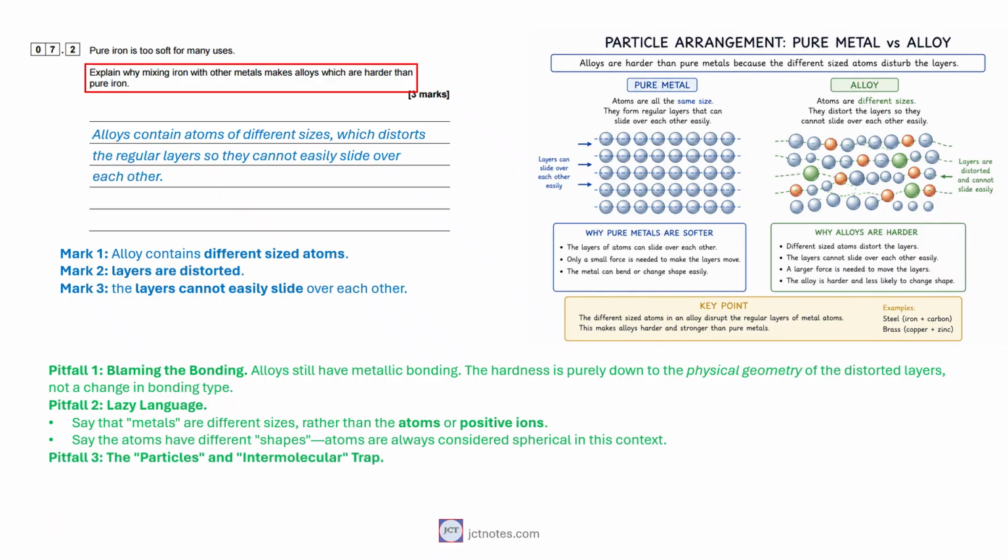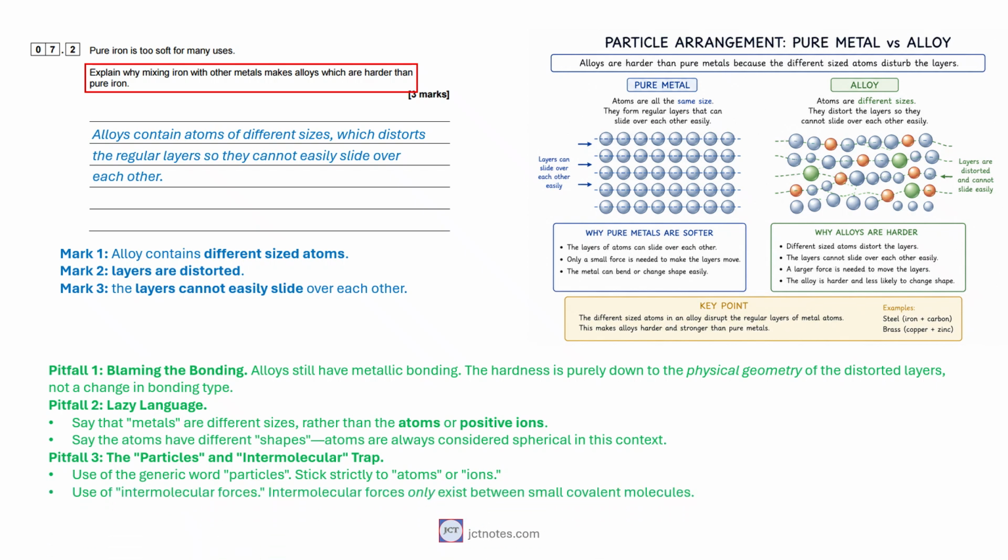Pitfall 3. The particles and intermolecular trap. Avoid using the generic word particles here, as it's too vague for the mark scheme. Stick strictly to atoms or ions. Additionally, quite a few students mentioned intermolecular forces. Intermolecular forces only exist between small covalent molecules. There are absolutely no intermolecular forces in a giant metallic lattice.